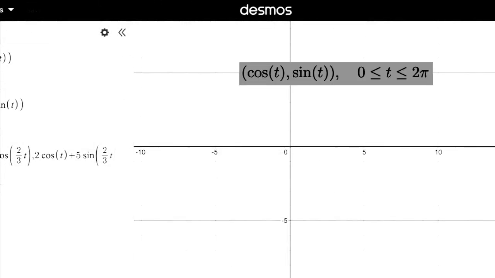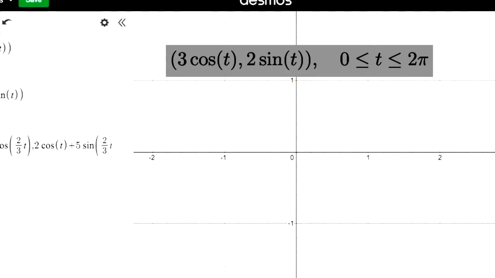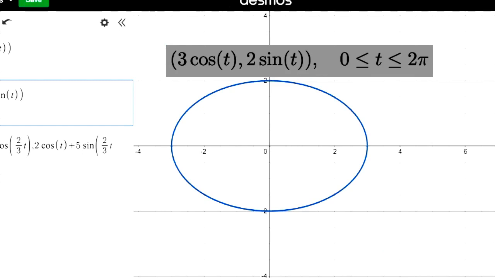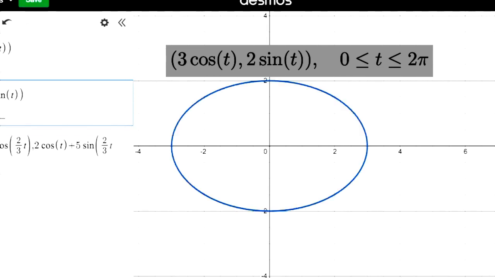So here is the parametric curve of a circle. x is equal to cosine of t, y is equal to sine of t, and the parameter is bounded between 0 and 2 pi. You can see this is the unit circle. You can draw an ellipse if you like. Here I bounded the parameter between 0 and 2 pi, but you can certainly change this to between negative pi and pi, kind of the same thing.